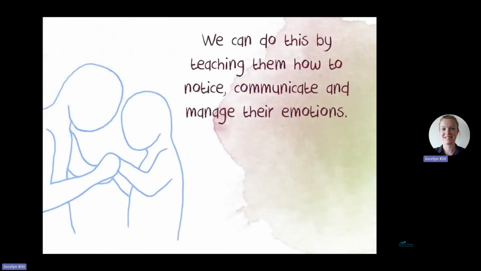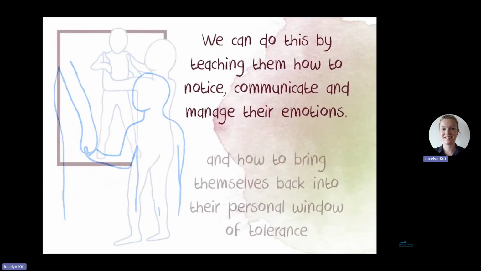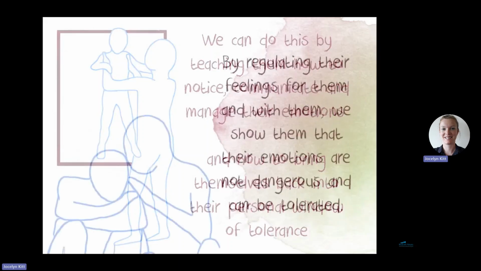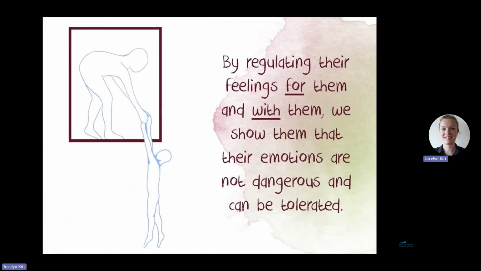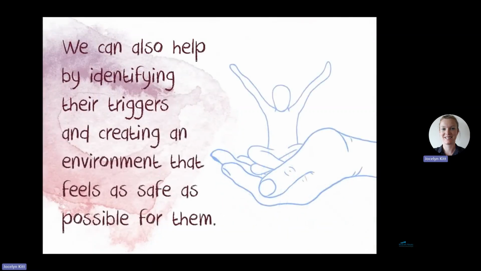We can do this by teaching them how to notice, communicate, and manage their emotions, and how to bring themselves back into the personal window of tolerance. By regulating their feelings for them and with them, we show them that their emotions are not dangerous and can be tolerated. We can also help by identifying their triggers and creating an environment that feels as safe as possible for them.